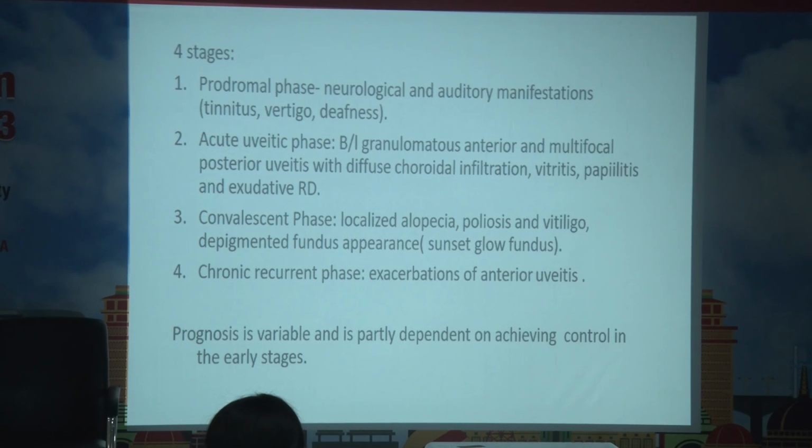We have prodromal phase, acute uveitic phase, where we see bilateral granulomatous anterior and multifocal posterior uveitis with diffuse choroidal infiltration. There can be vitritis, papillitis, and exudative retinal detachment. In convalescent phase, there are localized dermatological signs like alopecia, poliosis, vitiligo. And in chronic recurrent phase, there is exacerbation of anterior uveitis, and posterior uveitis recurrence is quite rare. Prognosis is variable and is partly dependent on achieving control in the early stages with medical treatment.